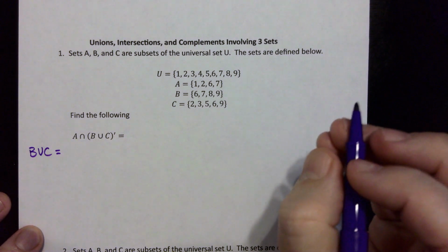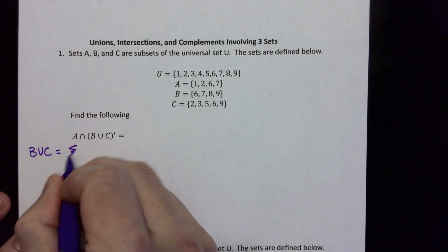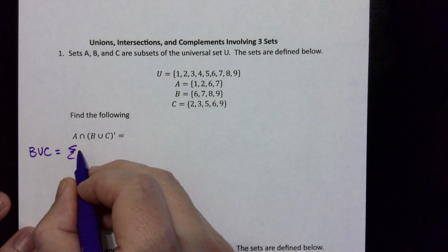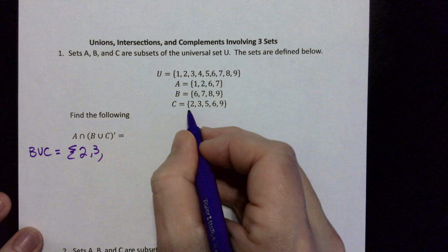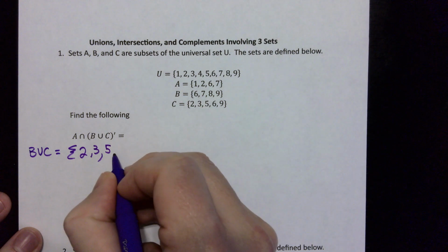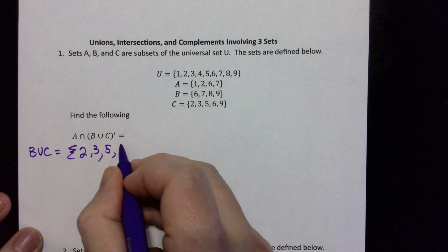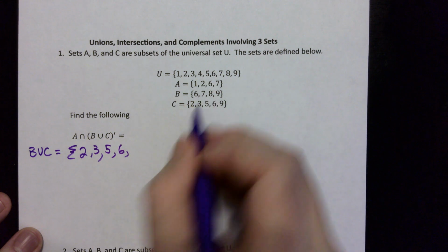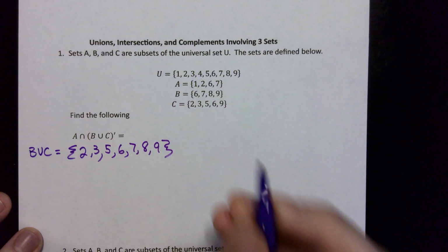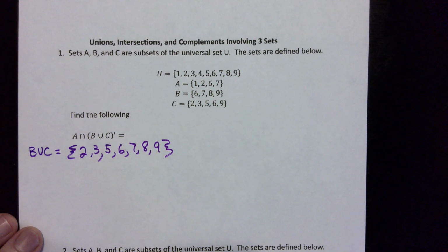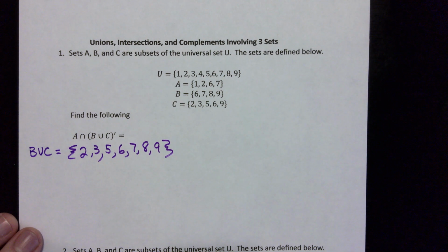I'm going to try to put it in numerical order. So we have a 2, a 3, 5. The 6 shows up twice, doesn't matter, I'm still just going to write it down once. 7, 8, 9. So that is B union C. That's almost everything. It's missing, I believe, a 1 and a 4.